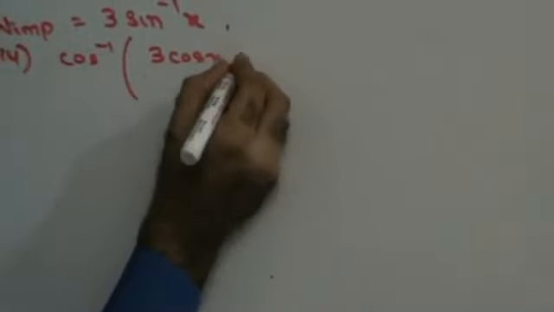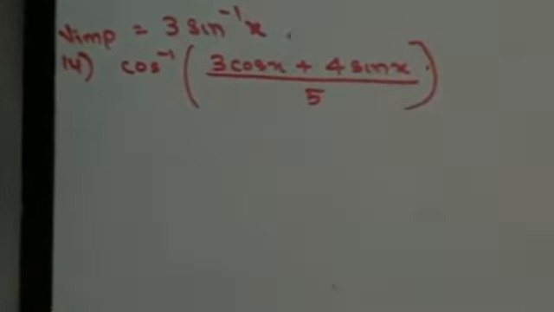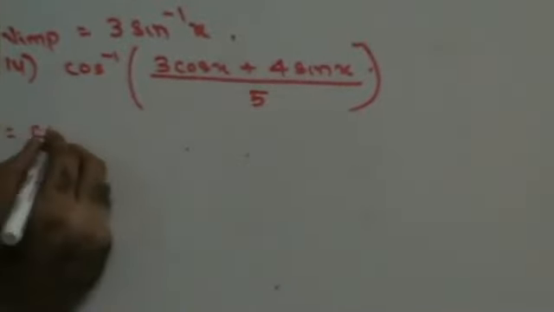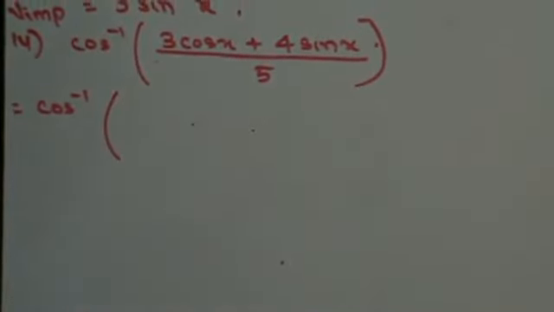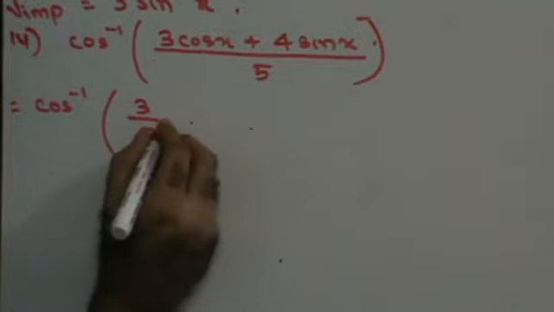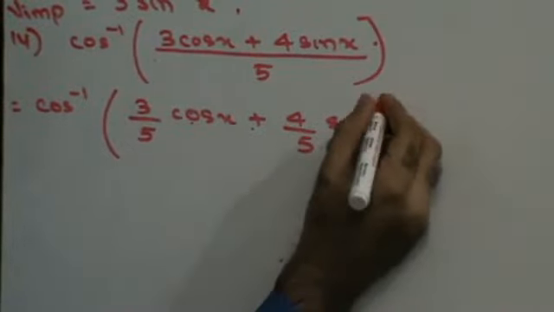Next, let's see another sum, guys. Cos inverse of (3 cos x plus 4 sin x) upon 5. Right? Now, this can be written as cos inverse of, if I split the numerator, 3 upon 5 cos x plus 4 upon 5 sin x.